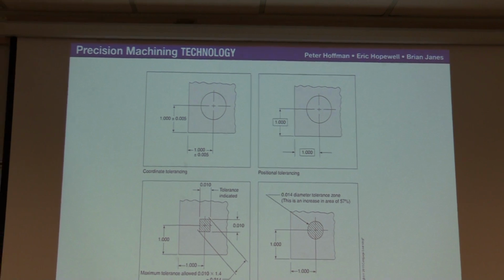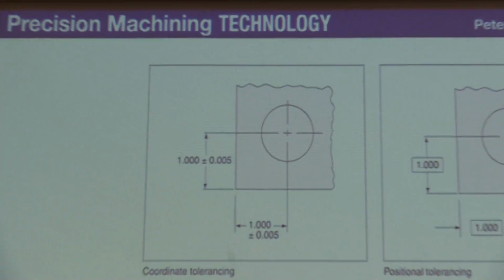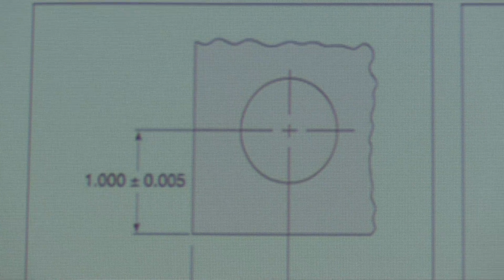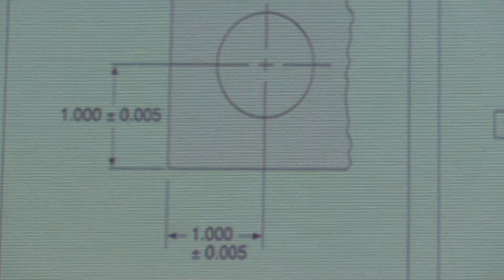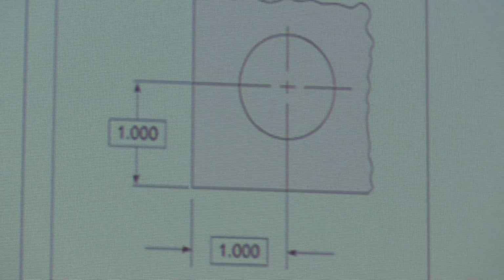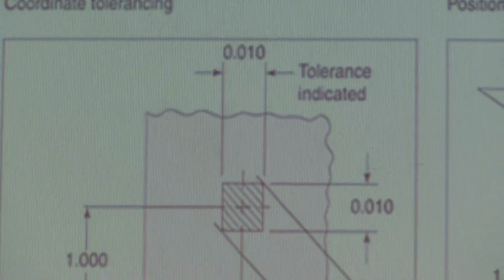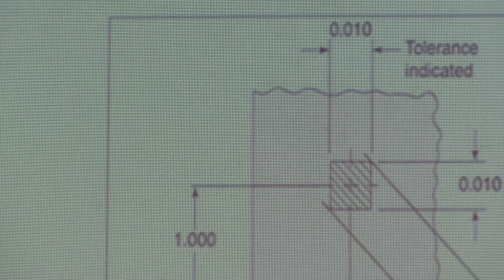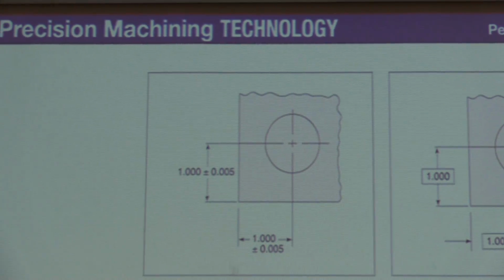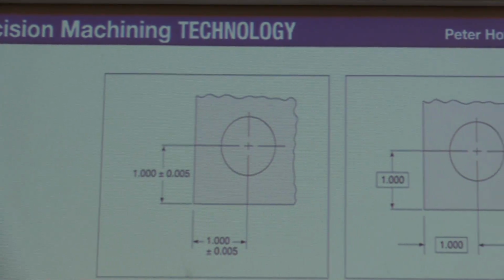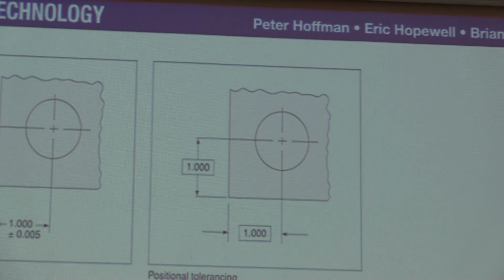This slide is a really good slide that talks about position. So here we're at 1 inch, plus or minus 5 thousandths. So kind of what we talked about earlier, it can be off a little bit, correct? So this is the Cartesian coordinate tolerancing, plus or minus there. This is your position tolerancing, pretty close to the same thing.